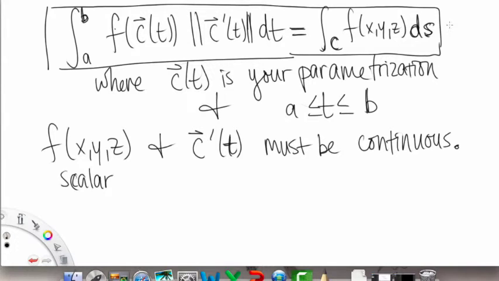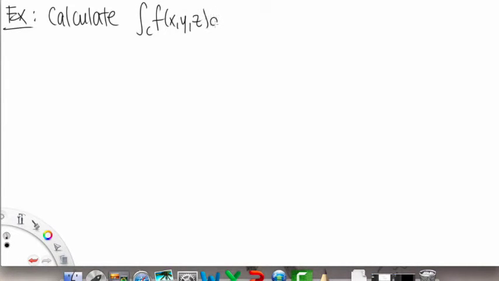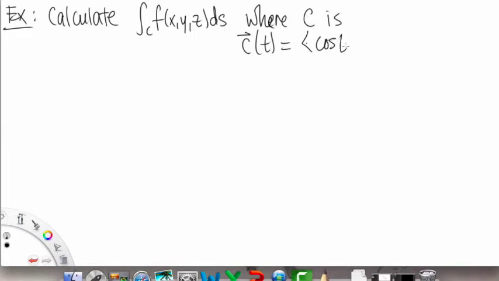Alright, so now let's do an example. Calculate, and it's the same thing. This just means calculate the scalar line integral, where, and they'll give you sufficient information to solve the problem, of course, curve C is represented by c of t equals cosine t, sine t, and t.